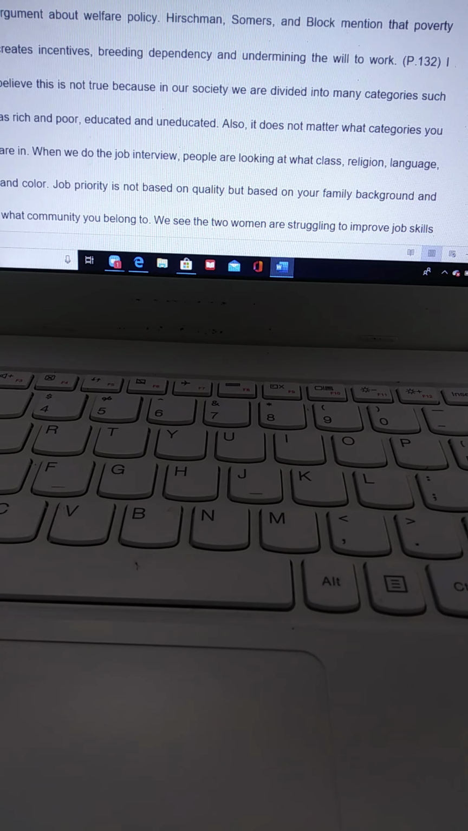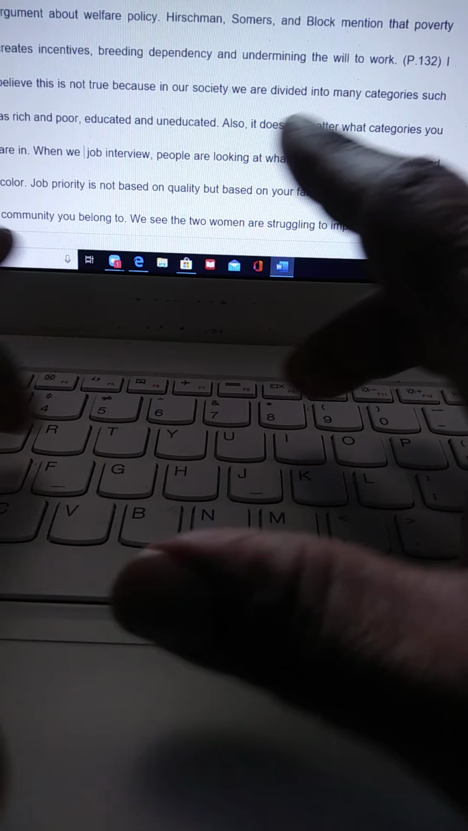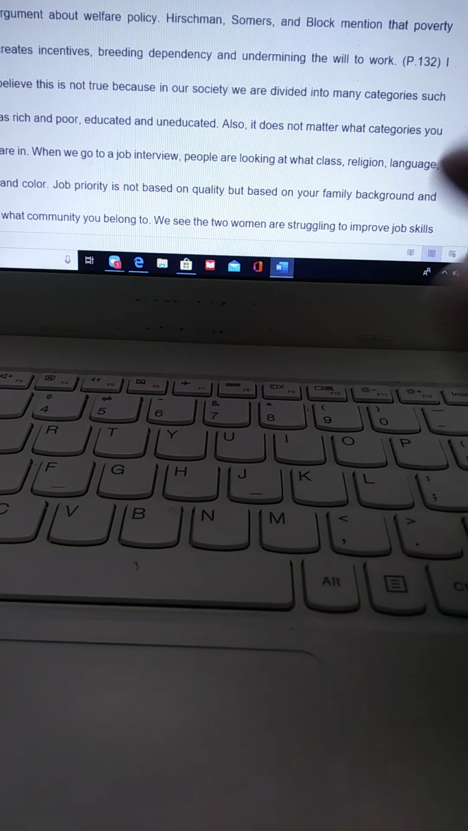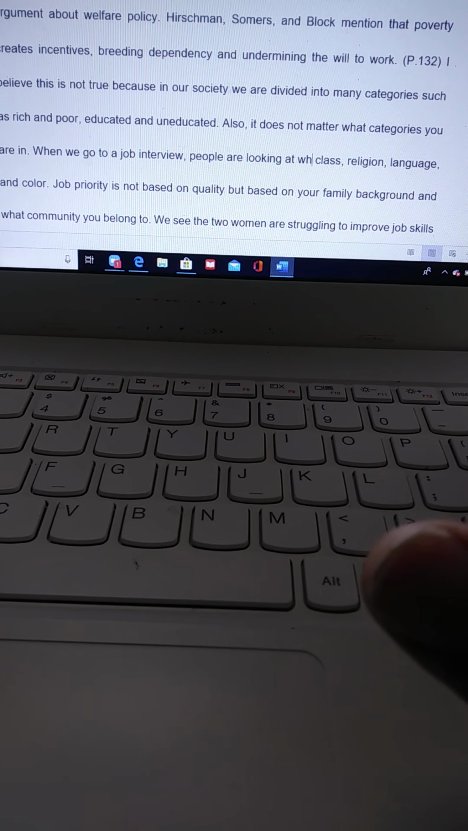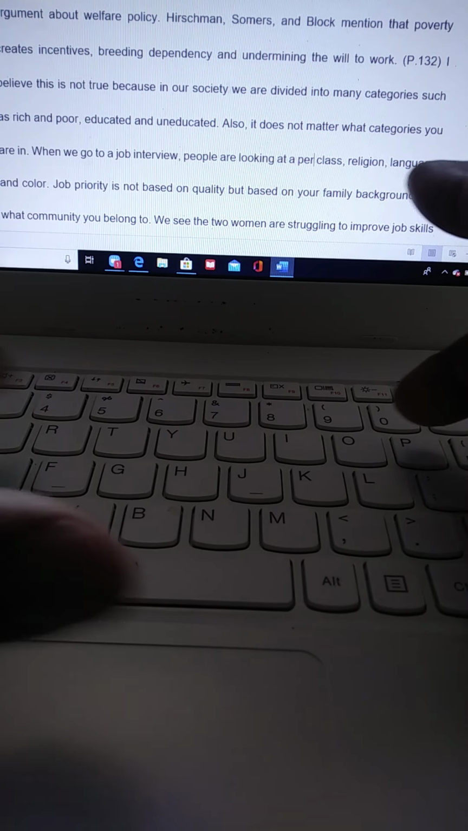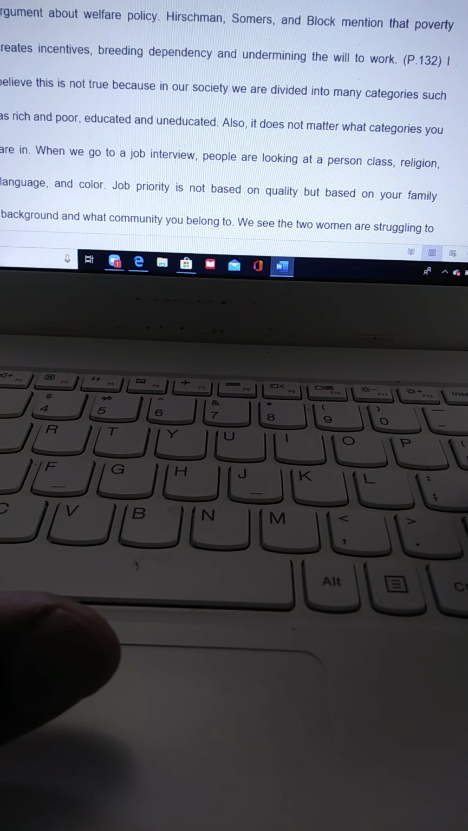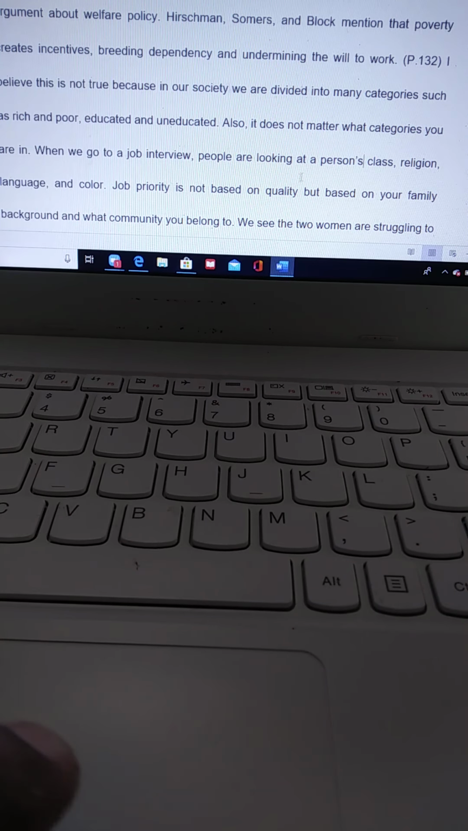It does not matter what categories you are in when we go to a job interview. People are looking at a person's class, religion, language, and color. Job parity is not based on quality, but based on your family background and what community you belong to.